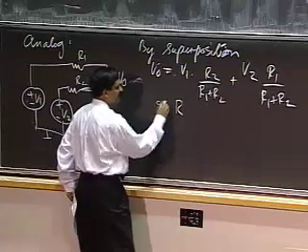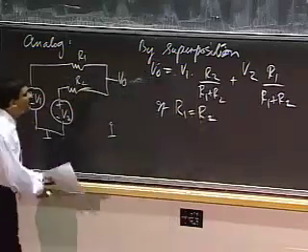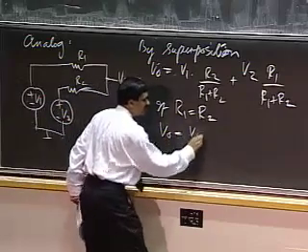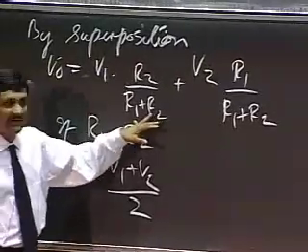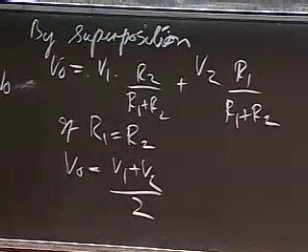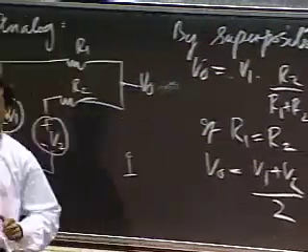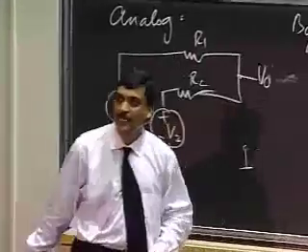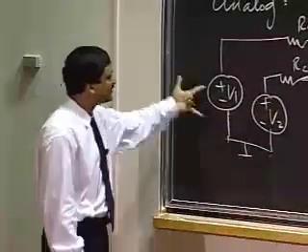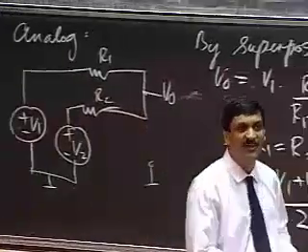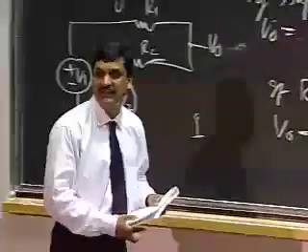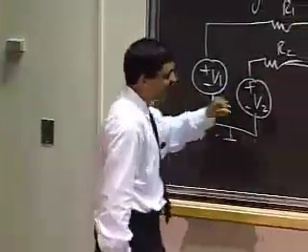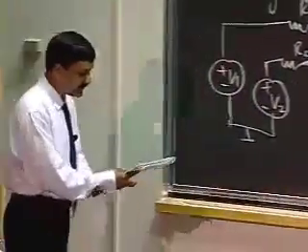So let's say I chose R1 to be equal to R2. Then V0 would simply be V1 plus V2 divided by 2. If these two values were equal, the output is simply the average of the two voltages. So this is an adder circuit. It adds up these two voltages. Or more precisely, it's an averaging circuit. It takes the voltages and gives me the average value. If you have two sensors in a room, you might want to take that average value to control the temperature of the room. But suffice it to say that V0 is the average of the two values.